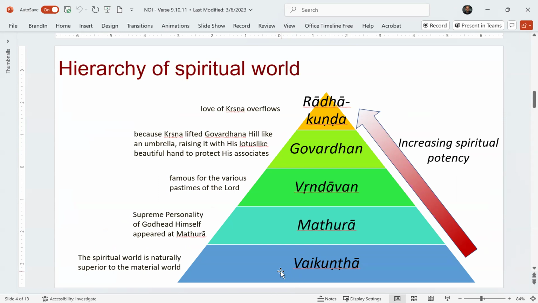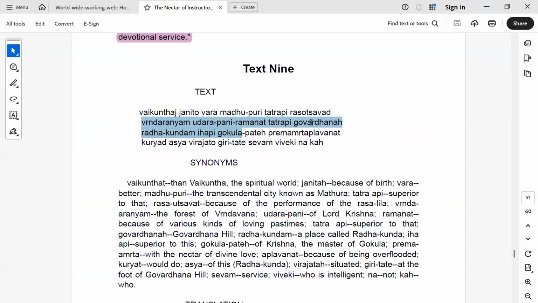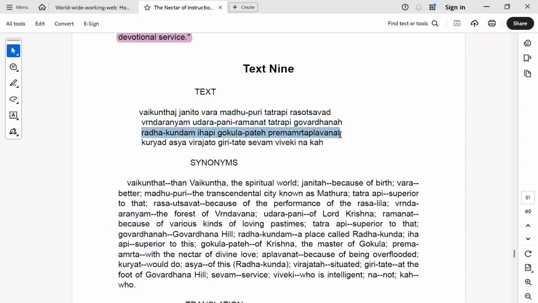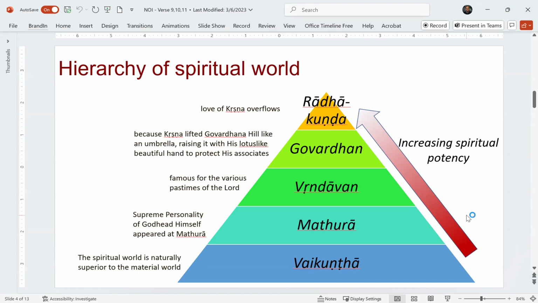So the way the verse goes, Vaikuntha Janito Vara, Vaikuntha Janito Vara, Madhupuri Tatrapi Rasautsanavad. Rasautsanavad means Vrindavan. So then Rasautsanavad, Vrindaranyam, Udar Pani Ramanat Tatrapi Govardhana. That after Vrindavan is Govardhan. Right? And after Govardhan is Radha Kundam Ihapi Gokul Pate Premamrit Apluvanat. Okay, so that's the hierarchy that we are given by Rupa Goswami, starting all the way from Vaikuntha.